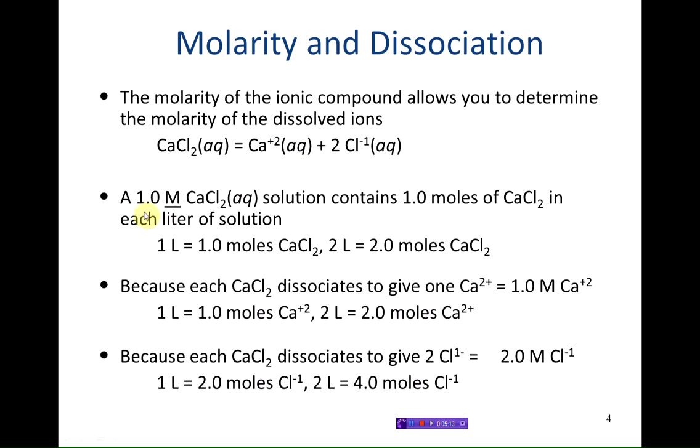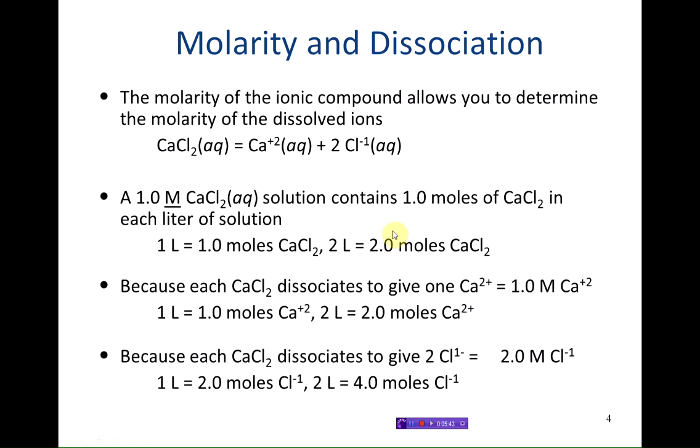Now, if we look at this, the 1 molar calcium chloride solution, when dissolved, will give you, let's see, make sure I'm reading this correctly. 1 molar of calcium chloride contains 1 mole of calcium chloride in each liter of solution. So again, very basic definition. But because the calcium chloride dissociates into 1 calcium 2 plus ion, the molarity of the calcium 2 plus in solution is also 1 molar.